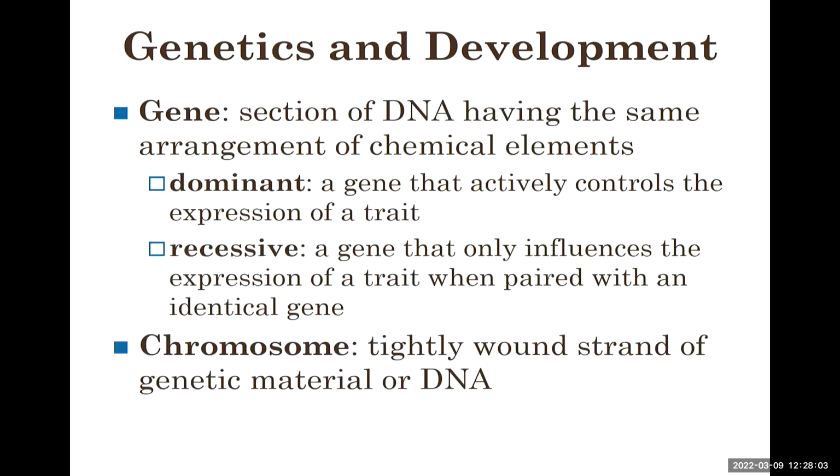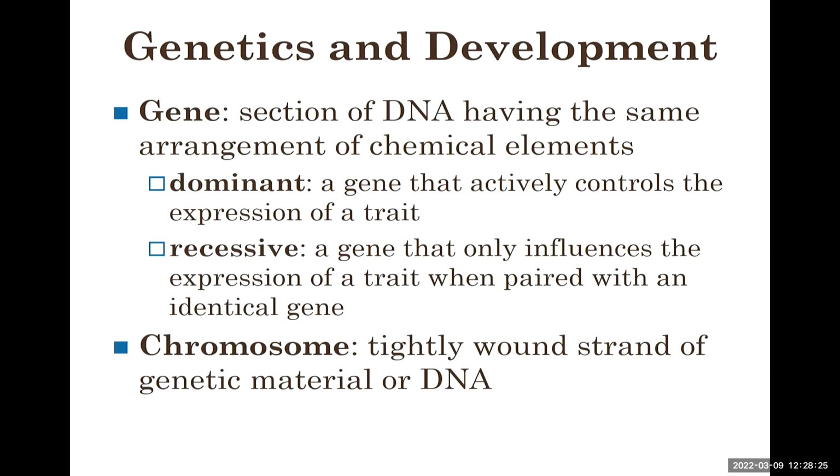A gene is a specific section of DNA having the same arrangement of chemical elements. So a gene is made up of certain chemical elements, just like anything else. It's just a section of your DNA. There are a lot of different genes. We're going to talk about a fairly simplistic picture of it.